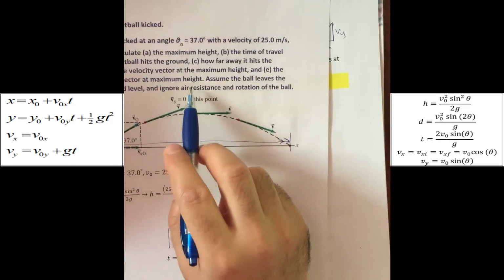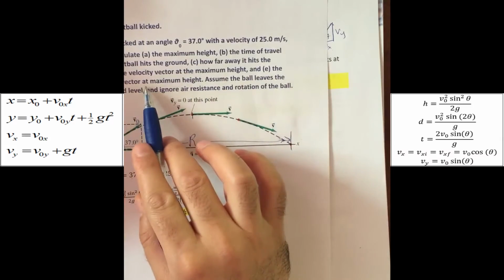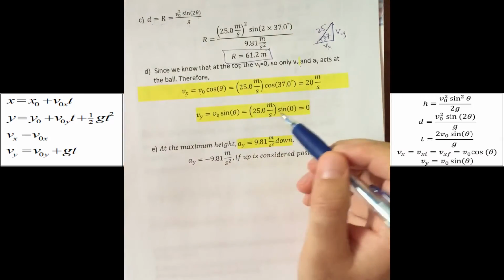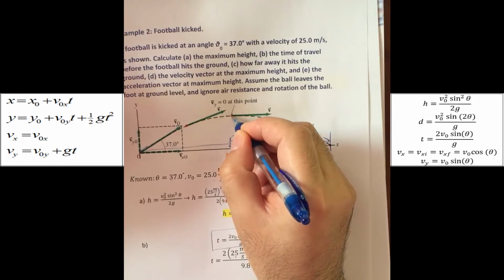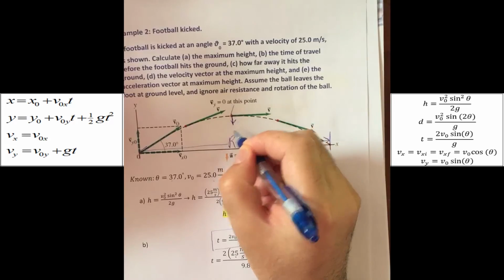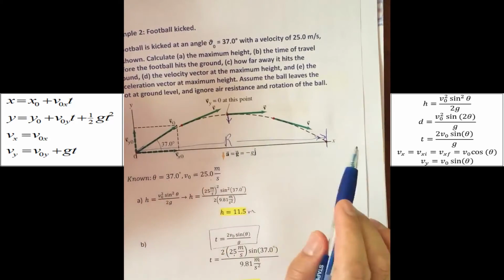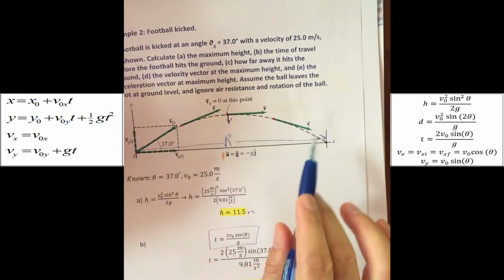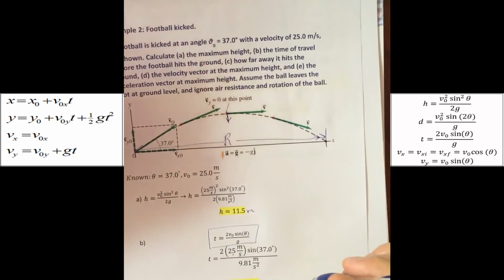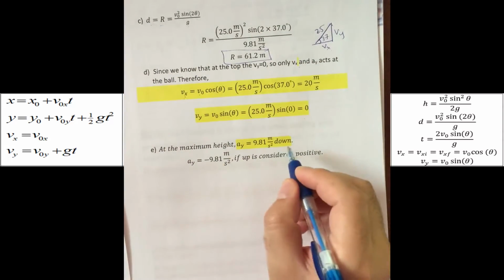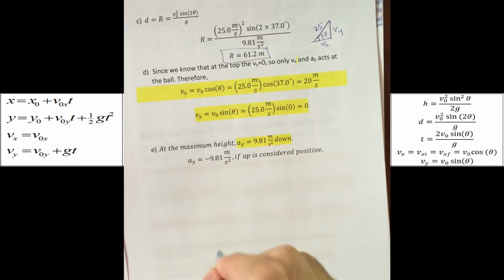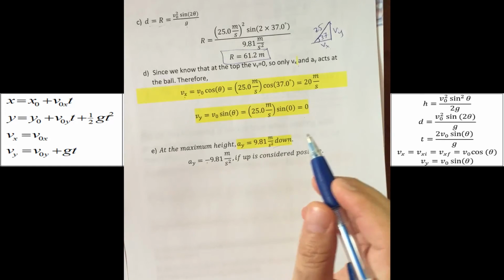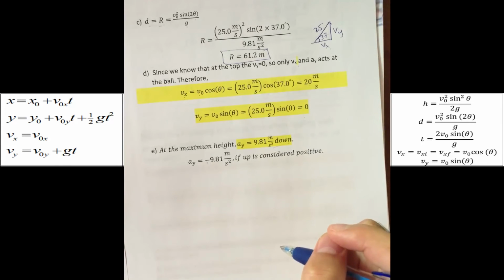Now for part E, the acceleration vector at maximum height. So the acceleration always stays the same regardless. So the acceleration is 9.8 here throughout the flight time. Okay, throughout the flight the acceleration is 9.81 meters per second squared. So it's down. Either you write down, or if you stated initially that down is negative and up is positive, then you get negative 9.81 meters per second squared.